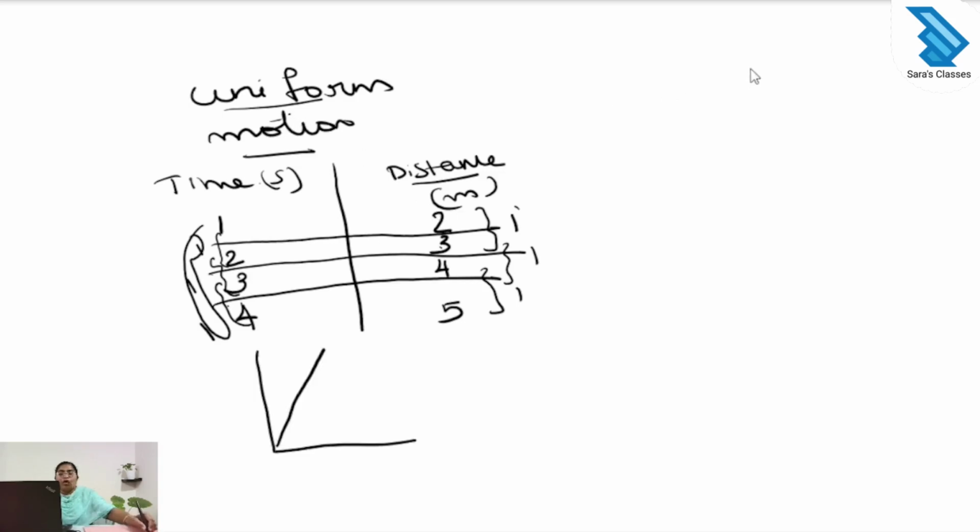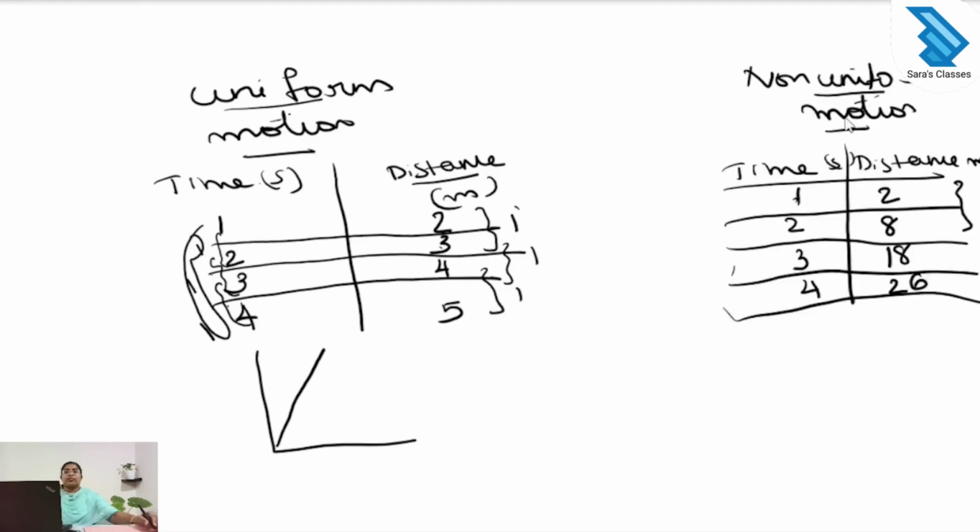Next we have to see non-uniform motion. We are taking time and distance. If you take the difference between the times, in all the cases it is 1. But in the case of distance, the differences are 6, 10 and 8. So the distance covered is unequal. That is non-uniform motion.